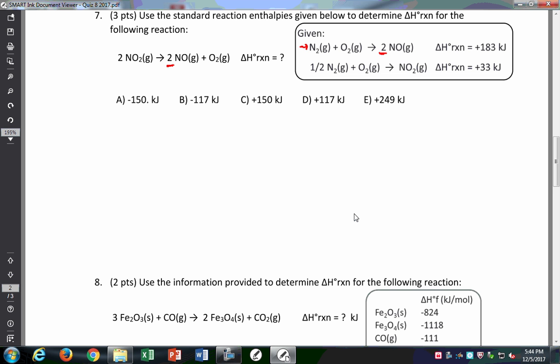We don't want to start with looking at O2 because O2 is in both of our given reactions, so that one's kind of hard to work with. But NO is only in that first one. So we know that all of our moles of NO have to come from that first reaction. So I'm going to write that down. N2 plus O2.